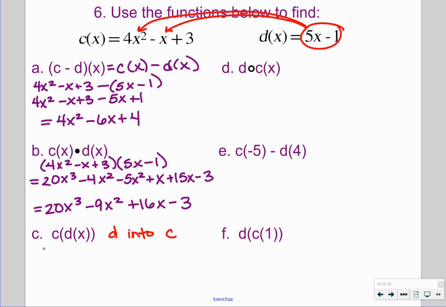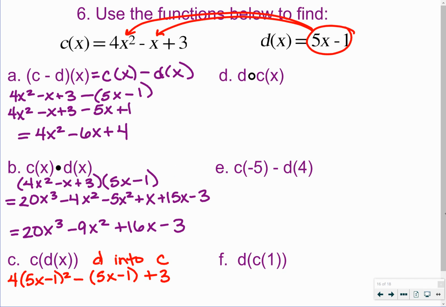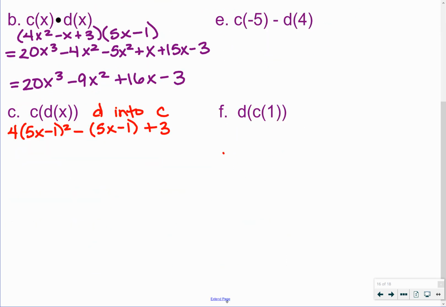So that's going to look like 4 parentheses 5x minus 1 squared minus 5x minus 1 plus 3. Move it down a little bit so I have some room here. And then we just have to simplify. Again, FOIL before you distribute. Got to bring that 4 down. If I FOIL out 5x minus 1 squared, what do I get?